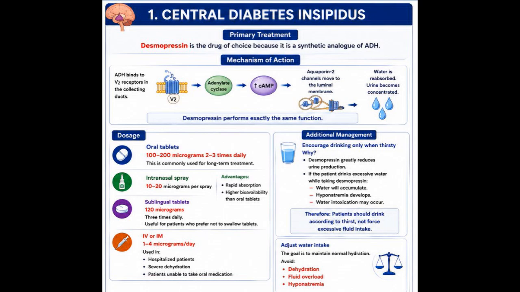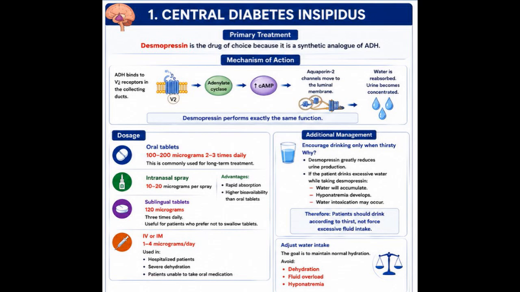Dosage. Oral tablets: 100 to 200 micrograms 2 to 3 times daily. This is commonly used for long-term treatment. Intranasal spray: 10 to 20 micrograms per spray. Advantages: rapid absorption, higher bioavailability than oral tablets. Sublingual tablets: 120 micrograms 3 times daily. Useful for patients who prefer not to swallow tablets.